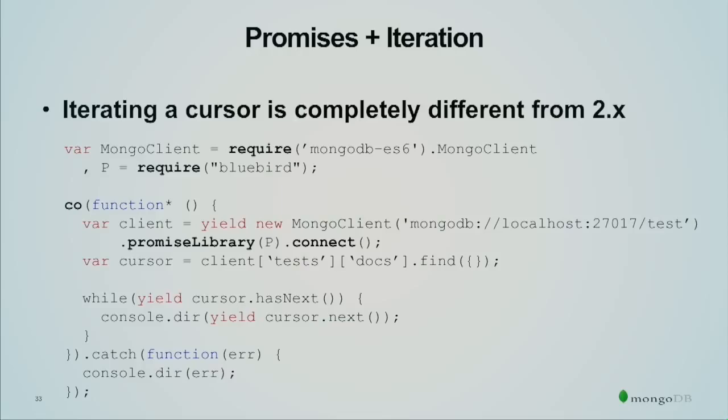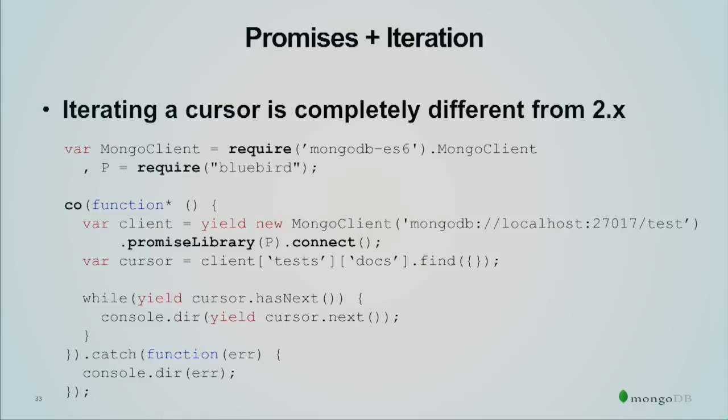So what about promises and iteration? Iteration in 2.0 is absolutely different from how you do it in 2.1, and in the ECMAScript 6 driver it's completely different from what you do in 2.0. There's no forEach or each methods because you just don't need them anymore. The only functions on the cursor are toArray, next, and hasNext.